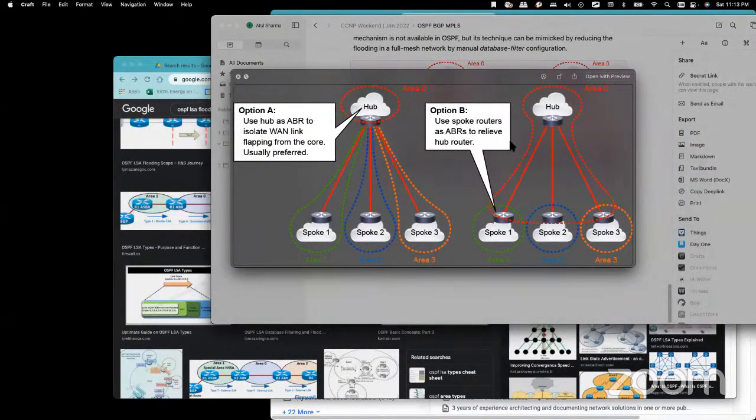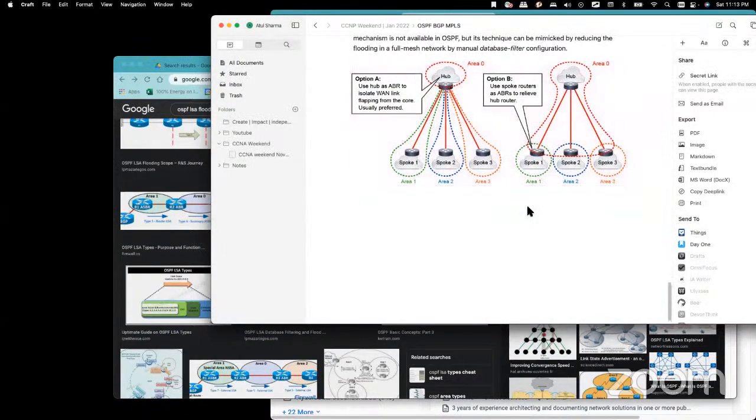Yes or no? So if you design the topology this way, where your branch offices are in areas, and then you share routes, and your hub location is in area 0, what is the benefit? Your hub router will not have a very big database table. Understood? So whatever ABR routers are in the network, they will have high memory, high bandwidth, high CPU.